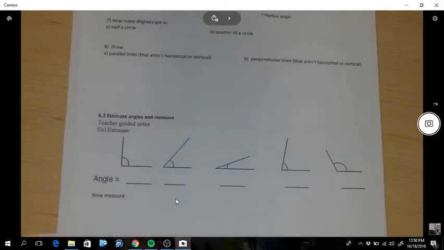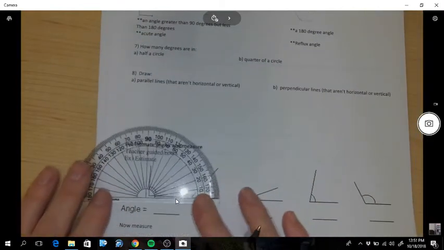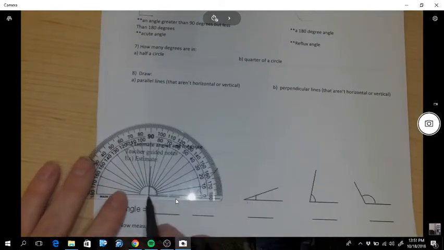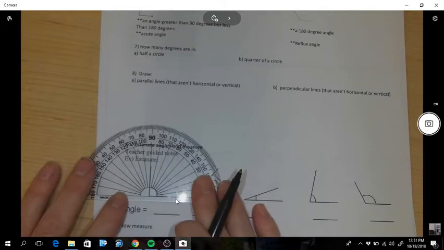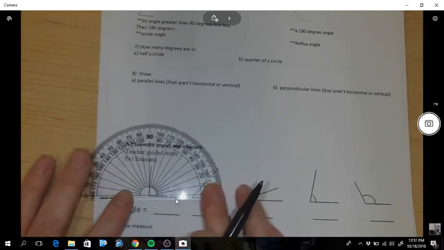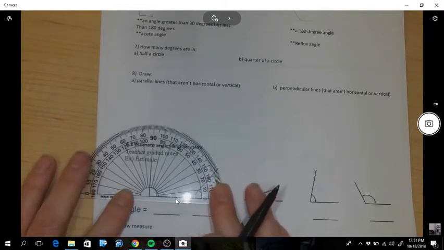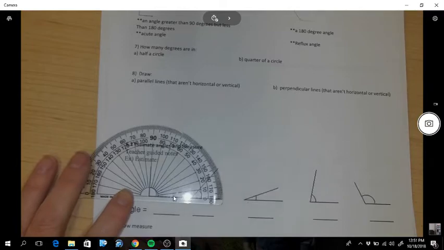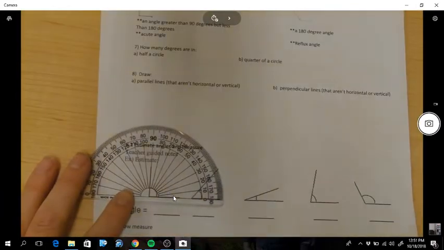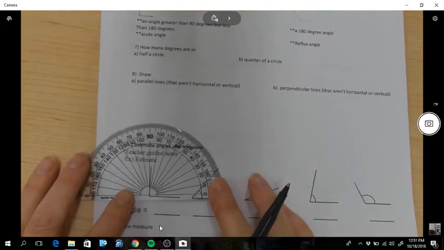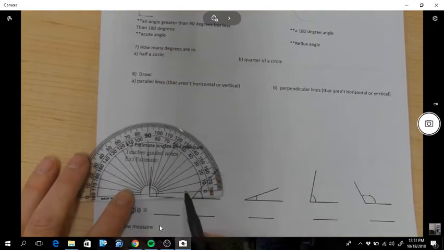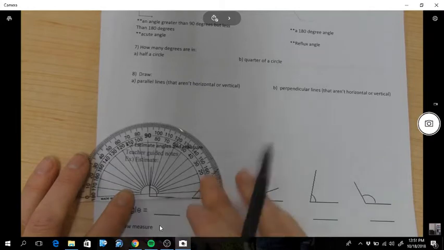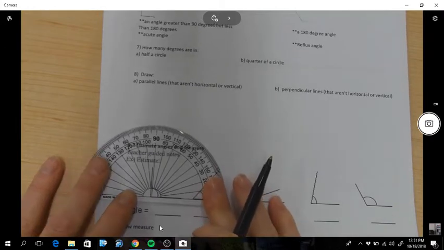Okay, so now when we measure, can you see that? I'm going to put this intersection, this corner, right in that intersection. And you see this bottom line? It needs to be lined up. So that's easier to see maybe. Okay, so see how this line on the bottom? It needs to be on that line on the bottom.